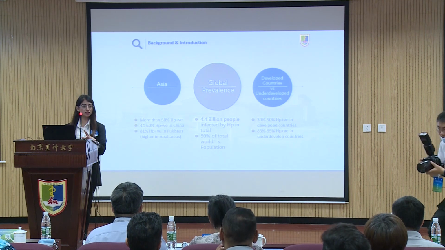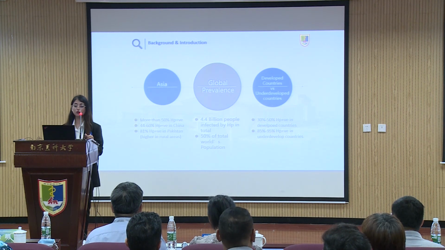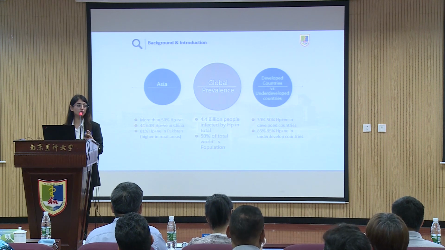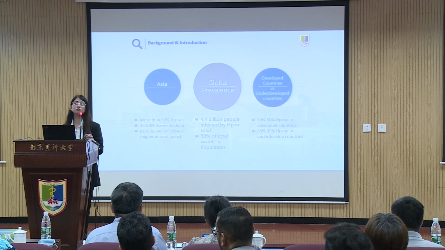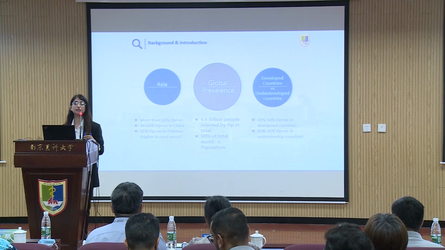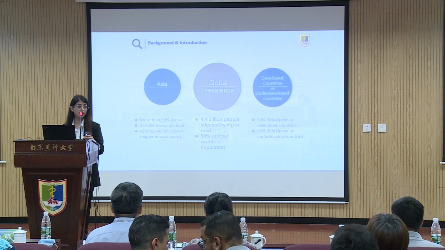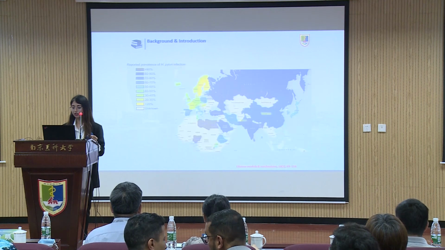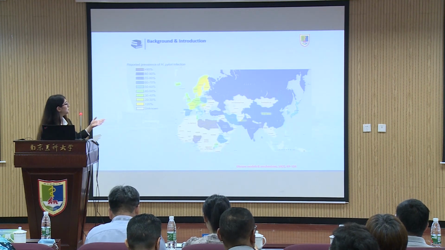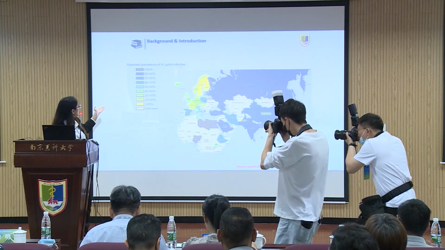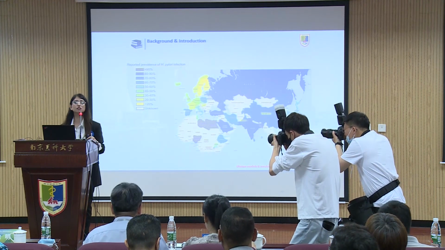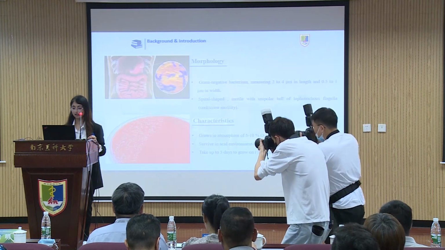And I was more concerned about Pakistan and China. In Asia, it is about 50%, and Pakistan was more prevalent, as underdeveloped countries have more chances of this infection than developed countries. Here you can see Pakistan and China have about 70 to 80% prevalence of this infection.